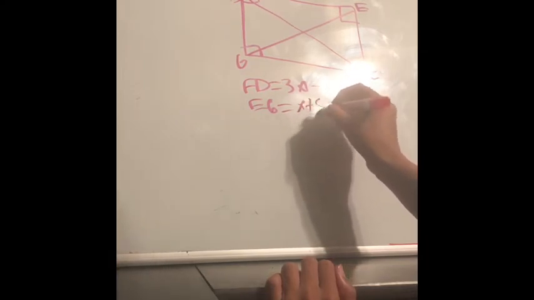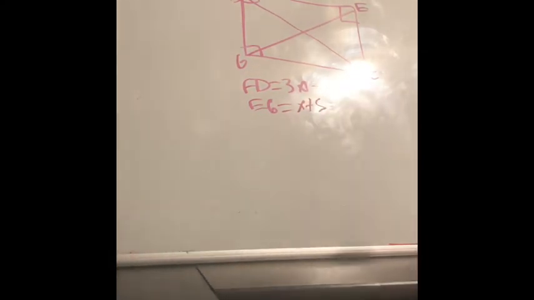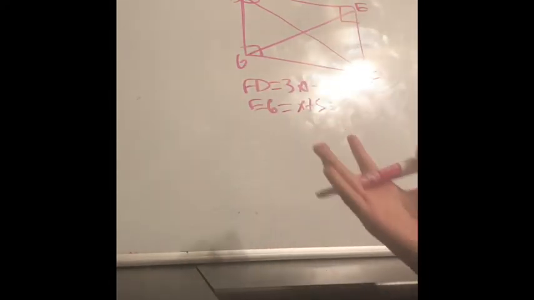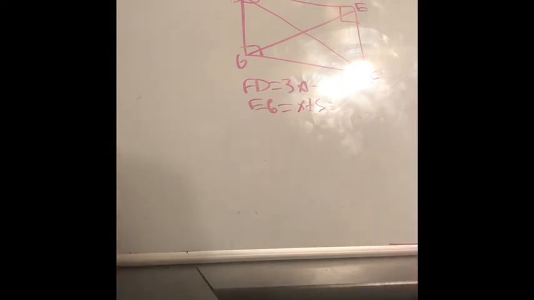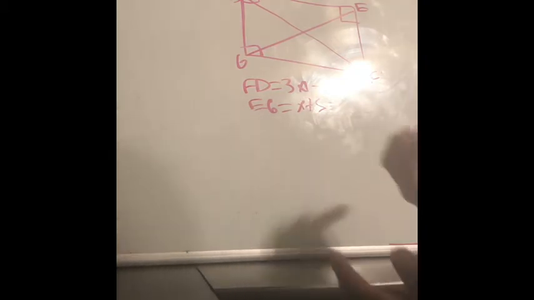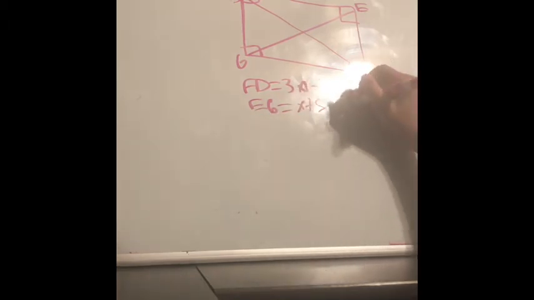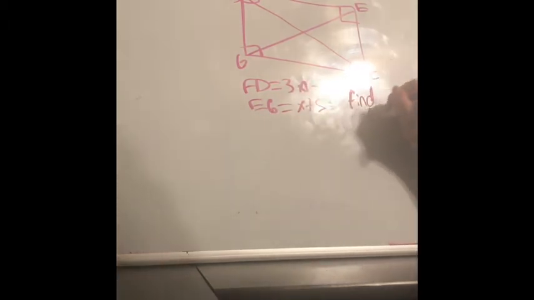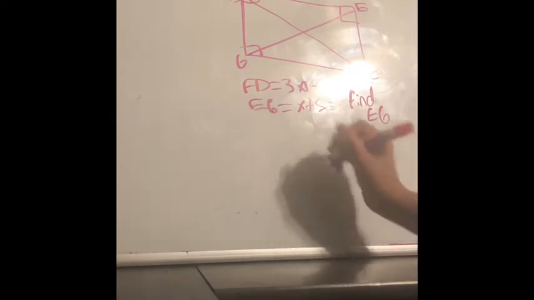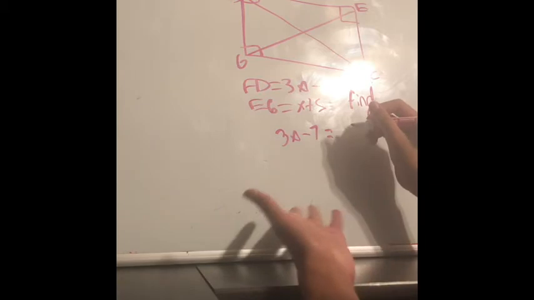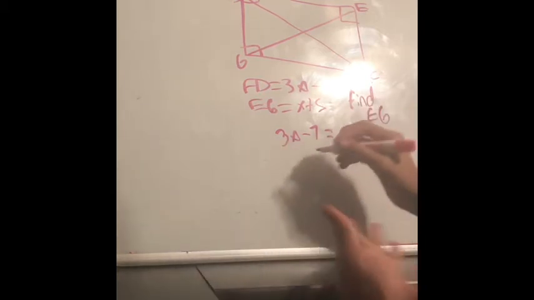x plus 5. So since we know FD and EG are equal to one another because the property that we just used, diagonals bisect each other. So the diagonals that bisect each other are congruent, which is equal to one another. So pretty much what this means, and we're trying to find EG. Okay. So we use this FD. Since we know it's equal to EG, we can just put equal signs, and it's just a regular equation.